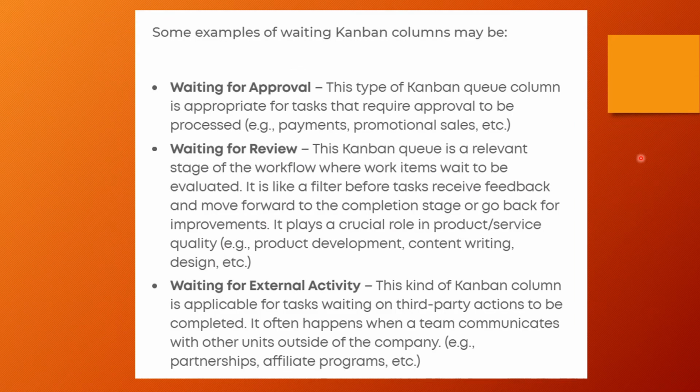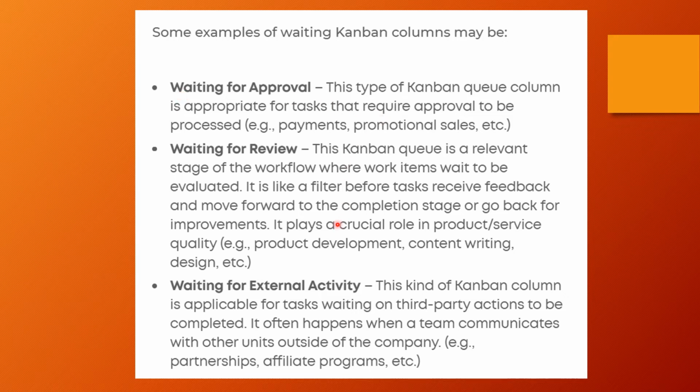Some examples of waiting columns in Kanban: waiting for approval, or something waiting for customer sign-off. We can create a column for that during the in-progress stage. With the predictive methods we discussed in the PMP series, where a lot of approvals, reviews and sign-offs are needed, you can create a column for waiting for approval or waiting for review.